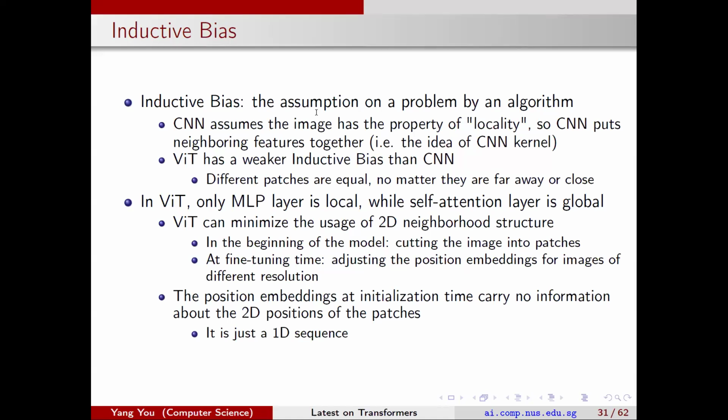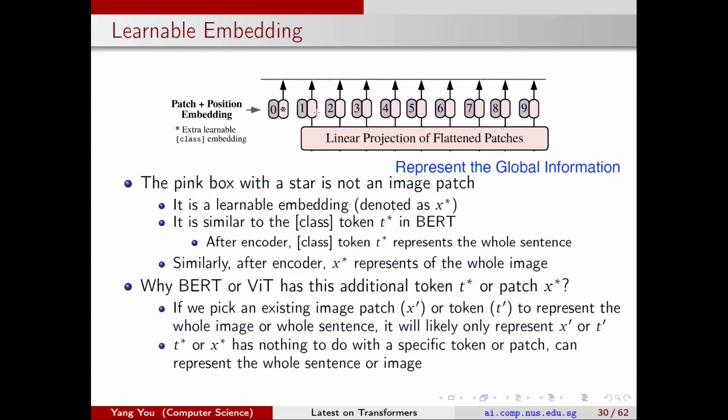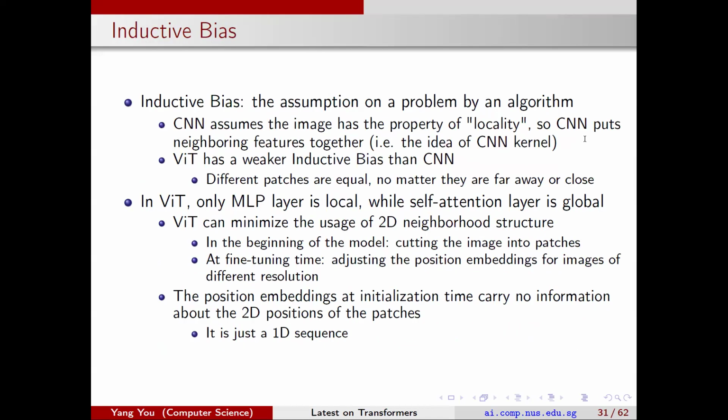But with the transformer, we only have 1D position information. You see 1, 2, 3, 4, 5, 6, 7, 8, 9. It's not (0,0), (0,1), (0,2), (1,0), (1,1), (1,2), (2,0), (2,1), (2,2). It's not 2D. It's just 1D information. So that's a big difference from CNN, where you assume the image has inductive bias.